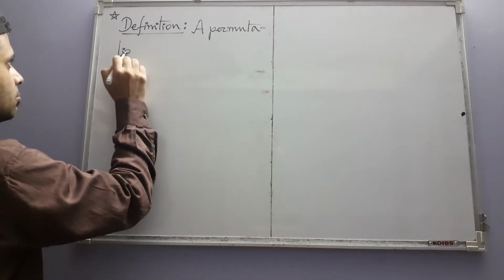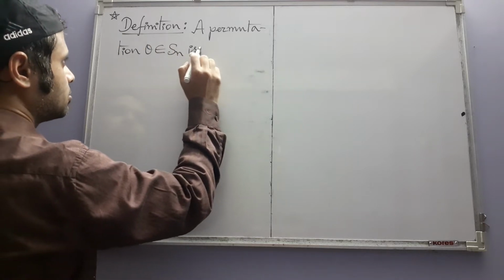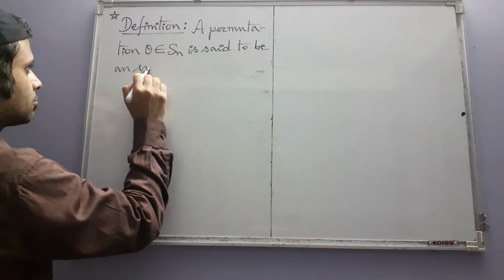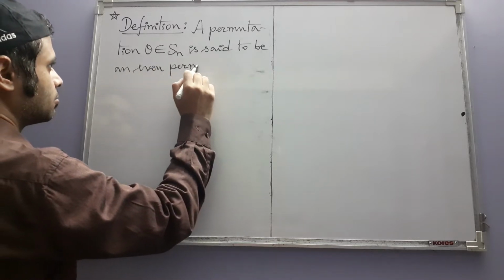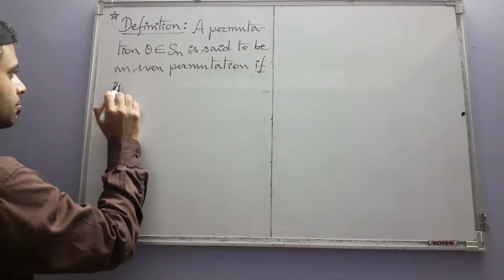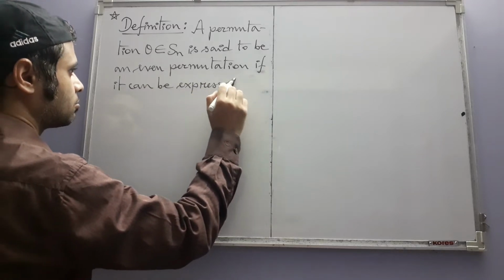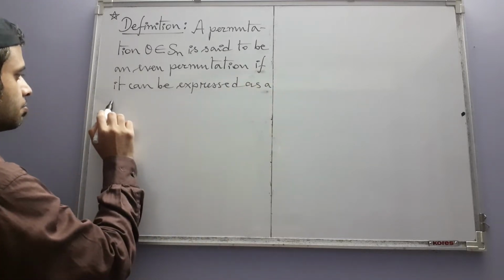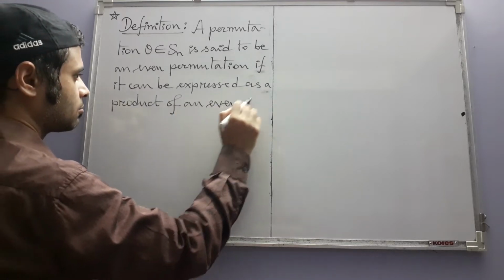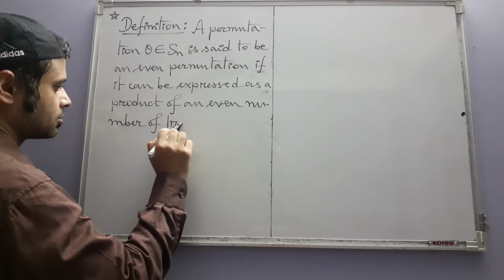A permutation theta in Sn is said to be an even permutation if it can be expressed as a product of an even number of transpositions.